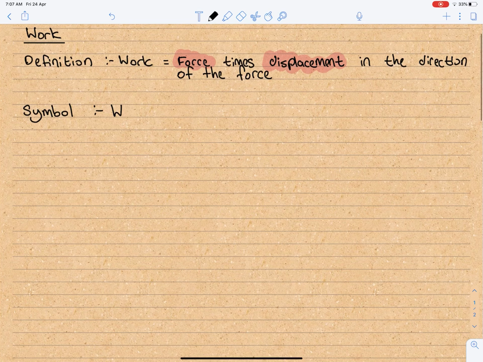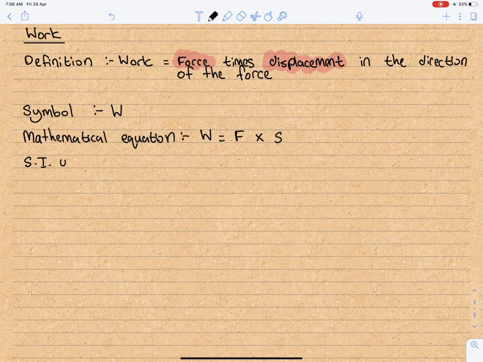Next, we are going to look at the mathematical equation for work. So the mathematical equation for work is work is equal to force times displacement in the direction of the force. So that's the mathematical equation. Next, we are going to look at the SI unit for work.